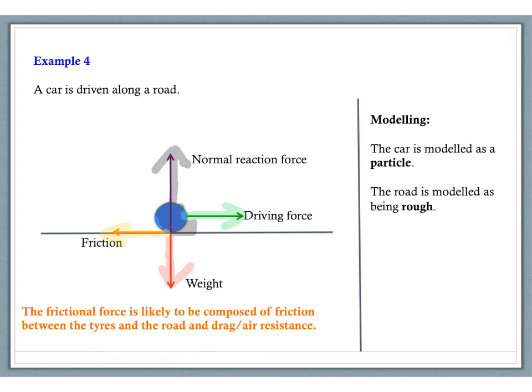Again, looking at the modelling words, the car is modelled as a particle and the road is modelled as being rough. You may question the validity of a car, which is a really large and complex object, as being modelled as a particle, but again, this might be the best we can do at the moment, and it's good enough for a simple model.